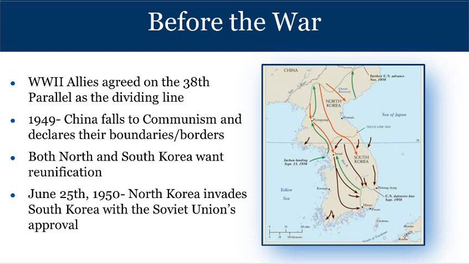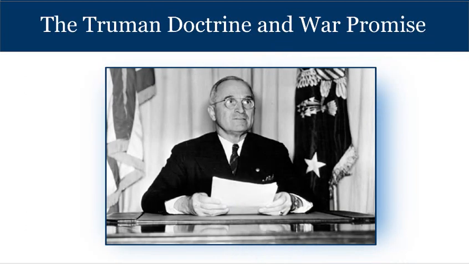South Korea is going to ask the United Nations for help, and this is the first time the UN sends troops into a dispute. One of the largest suppliers of troops to the UN is going to be the United States, and so when we're entering this conflict, Truman is going to make use of both the Truman Doctrine, Containment, and the Domino theory to explain why we need to go into this conflict, and he's also going to issue a promise. Truman's going to make a promise to the American people and to the UN that he never intends to drop another nuclear weapon.